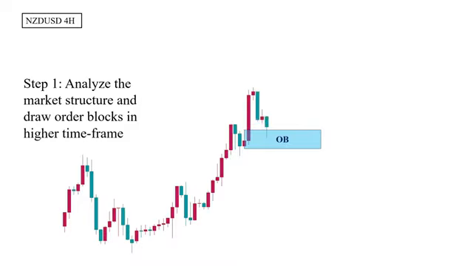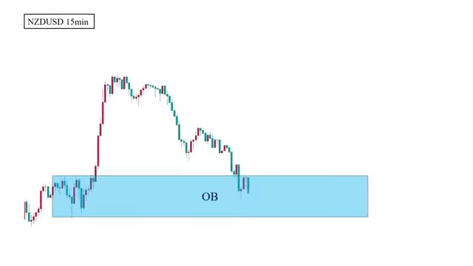In the second step, we zoom in on our entry time frame and look for trading opportunities. In this case, we are analyzing the market in the 4 hours time frame, so we zoom in to 15 minutes. Now, notice how we are in a downtrend in 15 minutes. So, in the second step, we must wait for a change of character to appear. If we see no change of character, then we will have no trade.